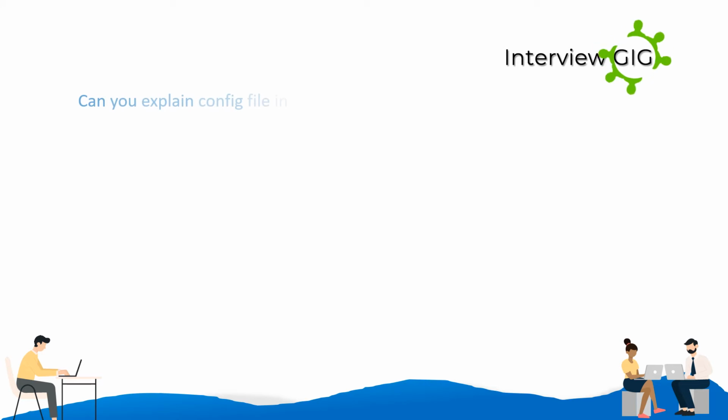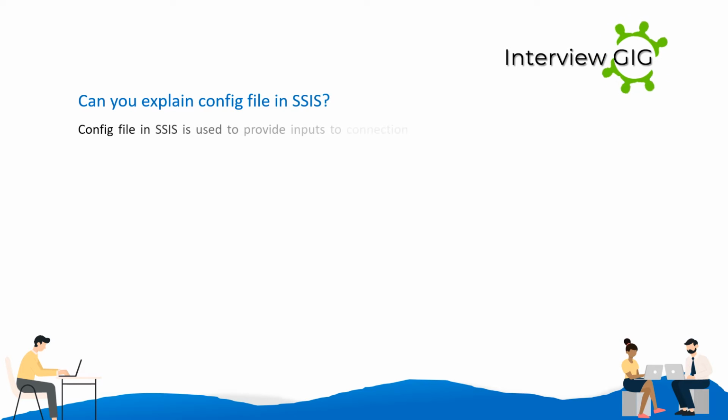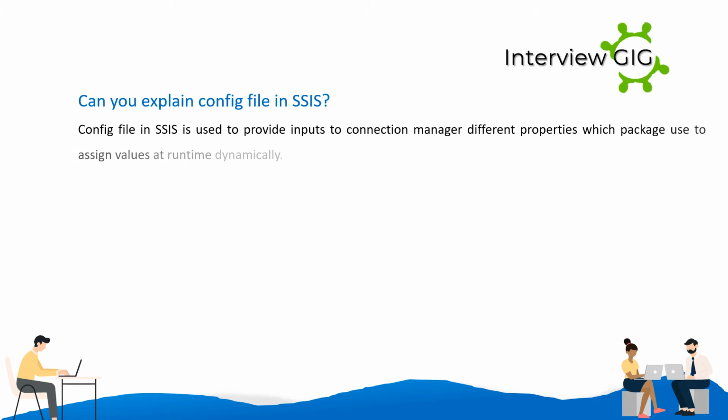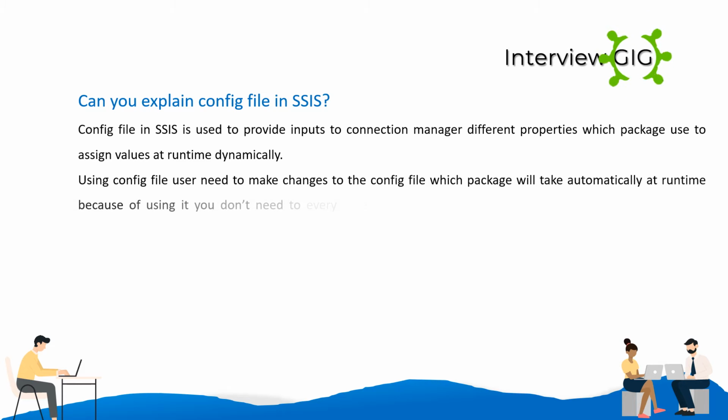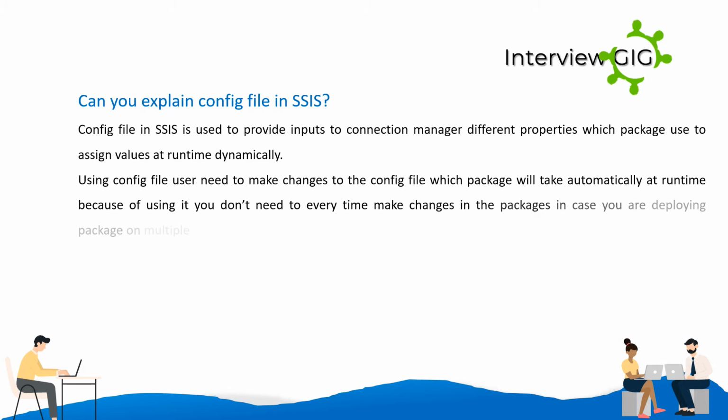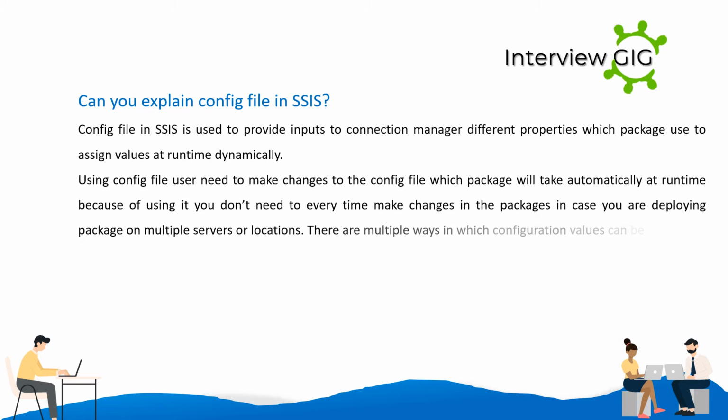Can you explain config file in SSIS? A config file in SSIS is used to provide inputs to the connection manager and different properties which the package uses to assign values dynamically at runtime. Using a config file, the user makes changes to the config file, which the package takes automatically at runtime. Because of this, you don't need to make changes in the packages every time you deploy a package on multiple servers or locations.